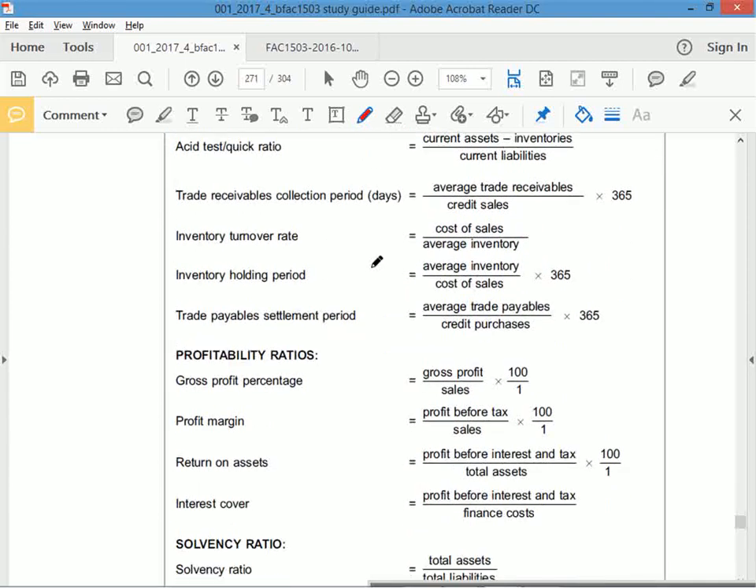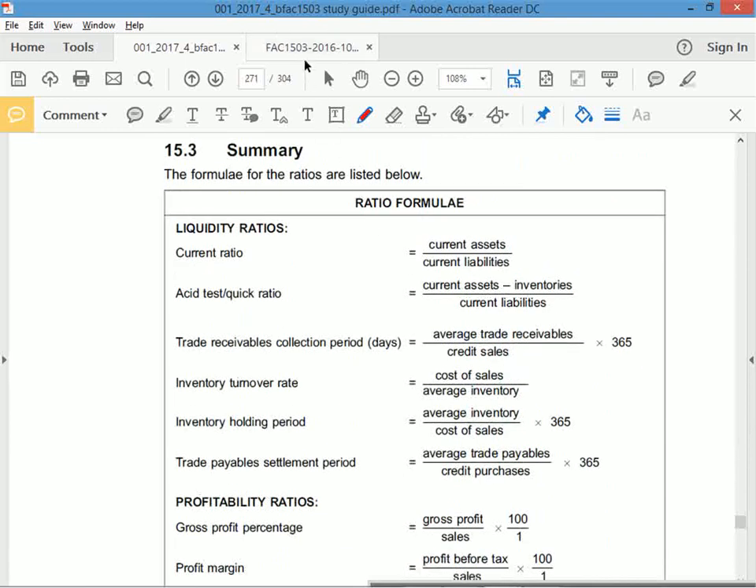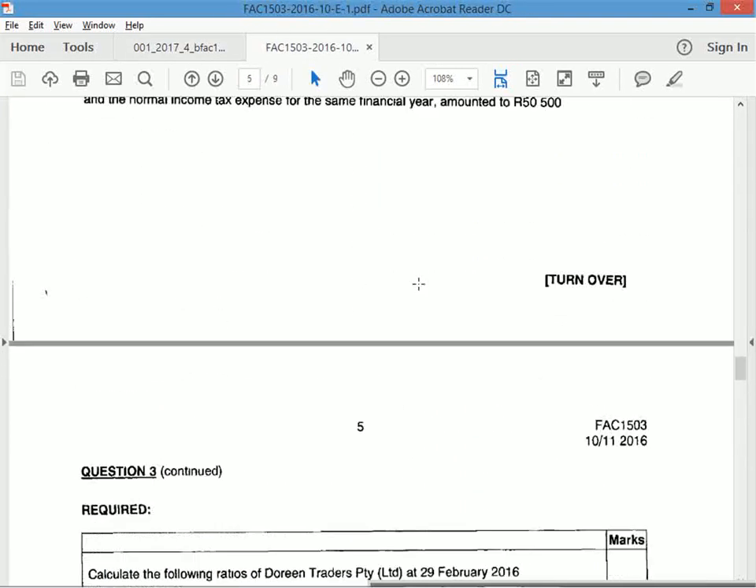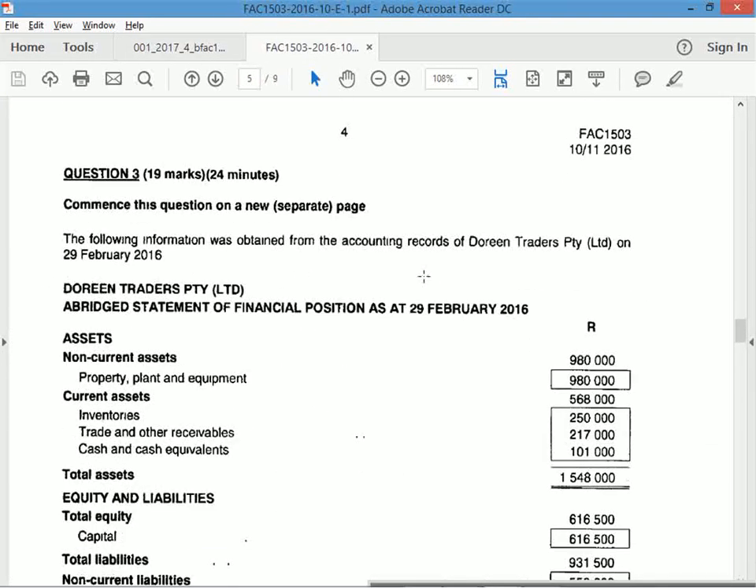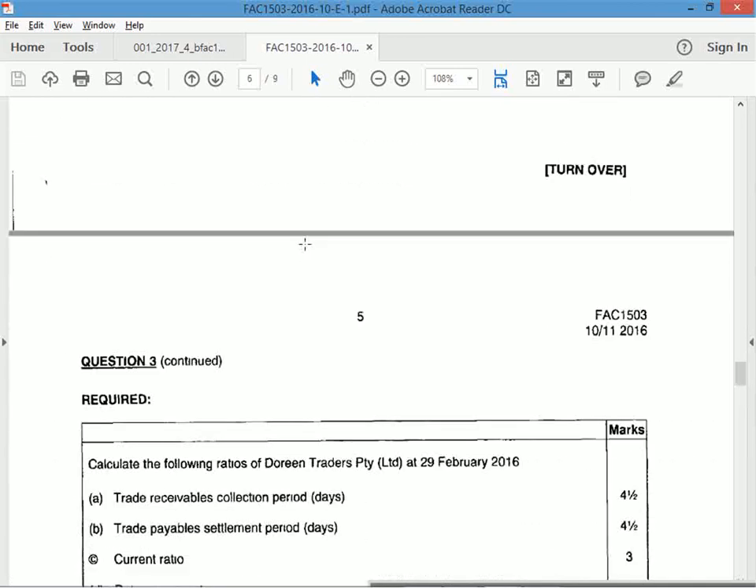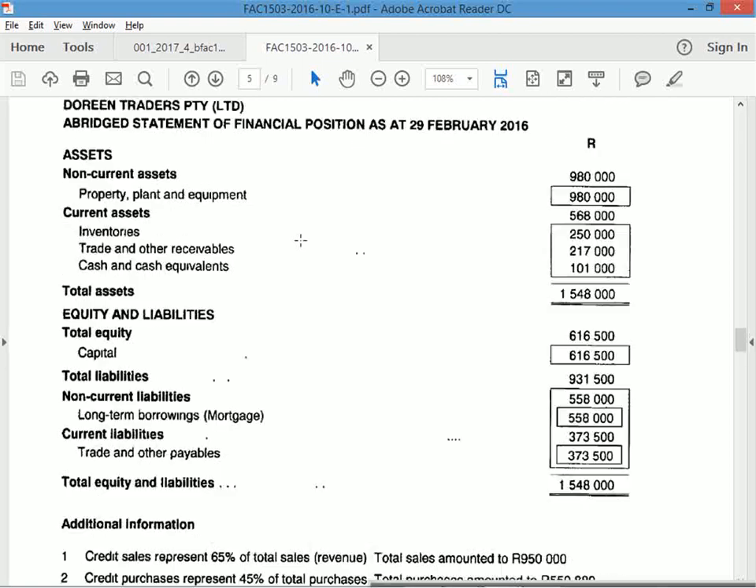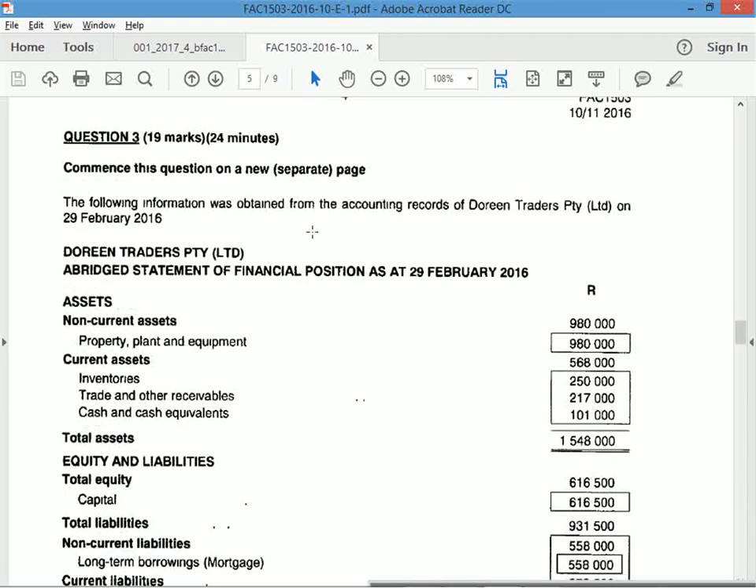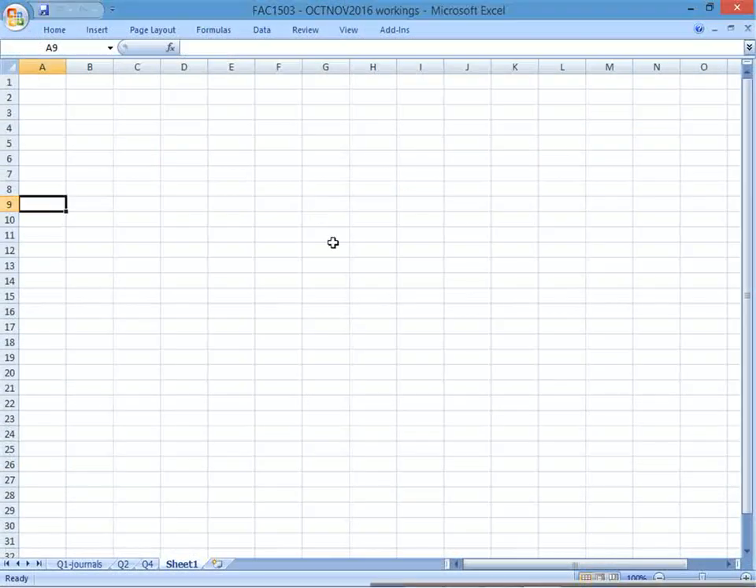So now we've covered the ratios. I now need to show you how to do this. So here's question 3. Question 3 is out of 19 marks, and it's out of 24 minutes. So let me go to my answer sheets. Let's call this question 3. These are your ratios.